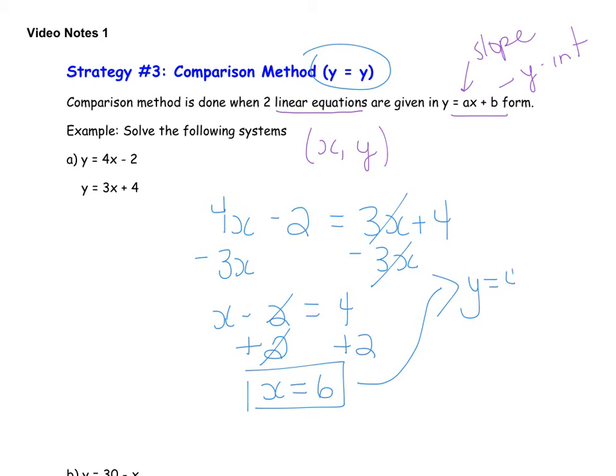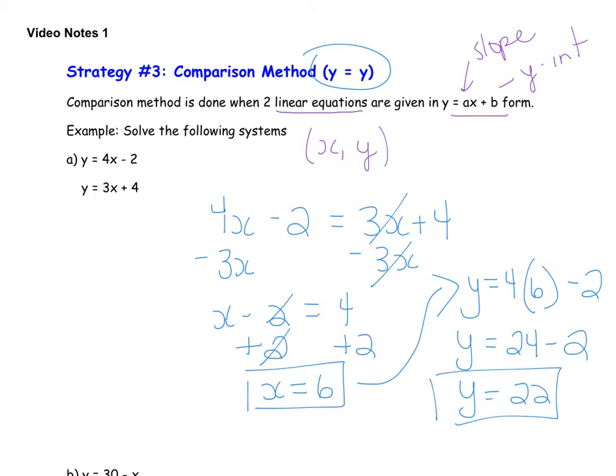Y is equal to 4 times (6), that's why I'm putting the bracket there. That bracket means that I'm substituting in for the x. 4 times 6 minus 2. So y is equal to 4 times 6, which is 24, minus 2. So y is equal to 22. So the point of intersection, or the solution for these two equations I should say, is (6, 22).